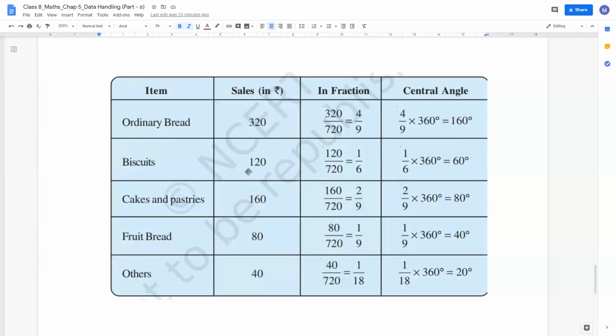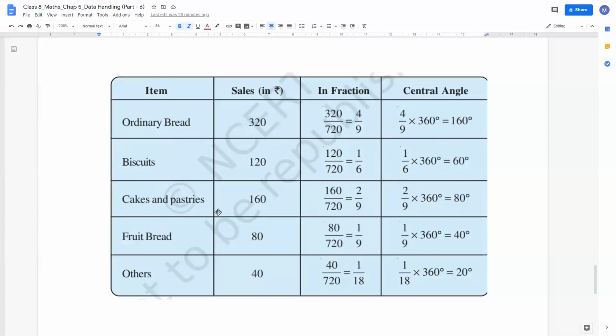Second, biscuit sale is 120 rupees. So how will you find the fraction? 120 upon total 720. Simplifying, you will get 1 by 6. So central angle equals 1 by 6 multiplied by 360 degrees. So it is equal to 60 degrees.